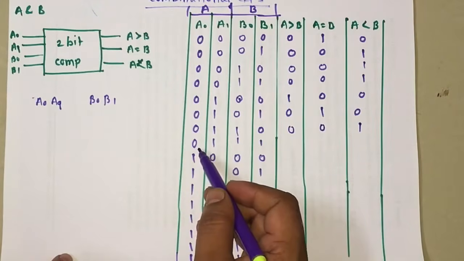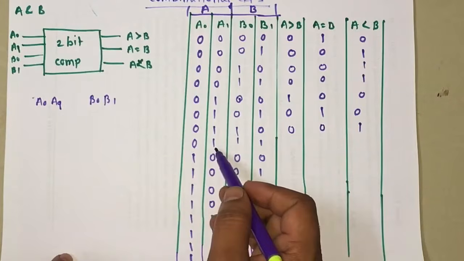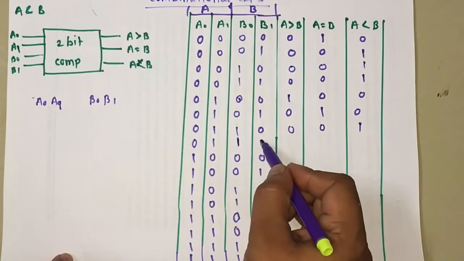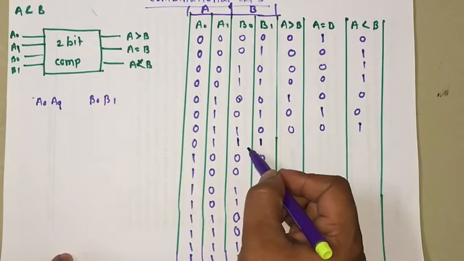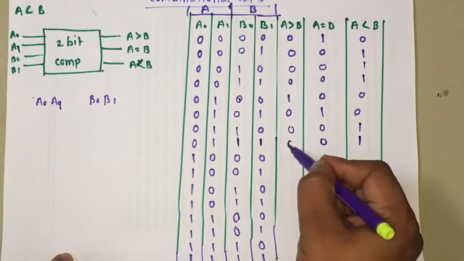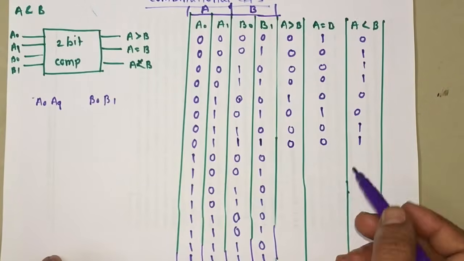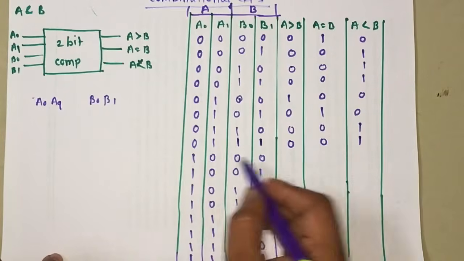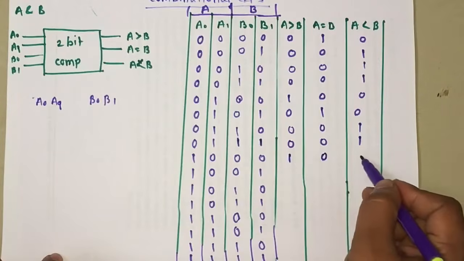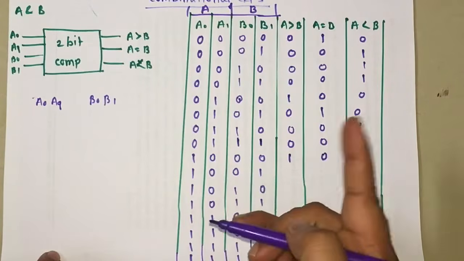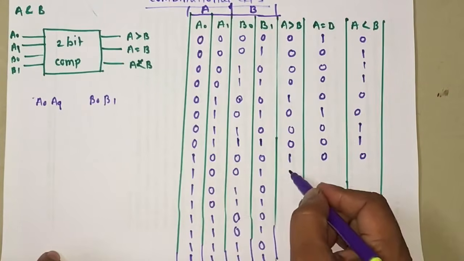Next one, 0, 1 and 1, 1. 0, 1 means 1 and 1, 1 means 3. The decimal value of 1, 1 is 3. 3 is greater than A. So here also the A less than B condition is true. Then 1, 0, 0, 0. 1, 0 means A is greater. 1, 0, 0, 1. 1, 0 means 2, 0, 1 means 1. 2 is greater.